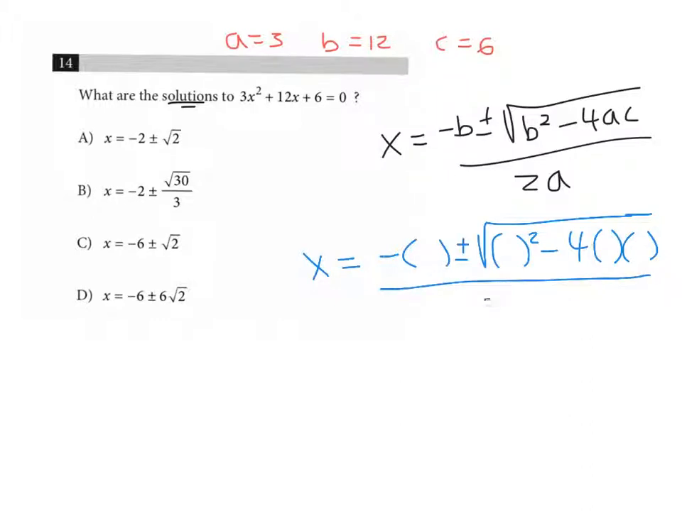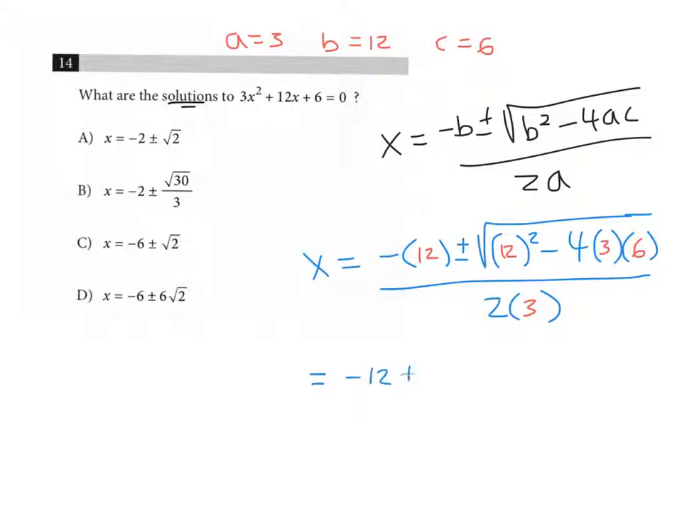Part of the reason I like to do it this way is because it prevents careless mistakes with regards to negatives. Even though there are no negative A, B, or C's here, it's still a good habit. So B is 12, that goes here and here. A is 3, that goes here and here, and C is 6. So it's really just a matter of simplifying this.